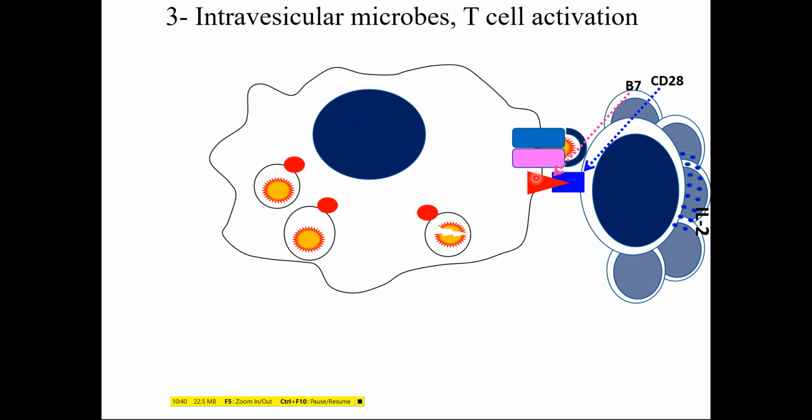Cells are very big. And it's not just one MHC with one antigen. It has to be hundreds of MHC molecules with hundreds of antigens. It's not just one B7 with one CD28. It has to be hundreds, all right, for this to get activated.